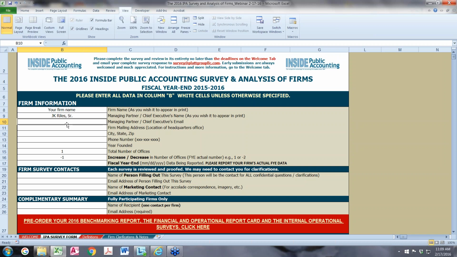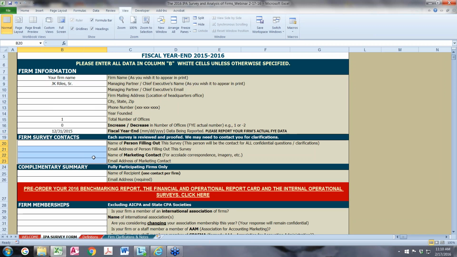Rows 15 and 16 tell us how many offices you have and what the change was from last year. If there were no changes, please enter 0 on row 16. In row 17, be sure to tell us not only the month and day of your fiscal year end, but also the year that you are reporting. Our contact information is here in case you have a fiscal year end after May of 2016.